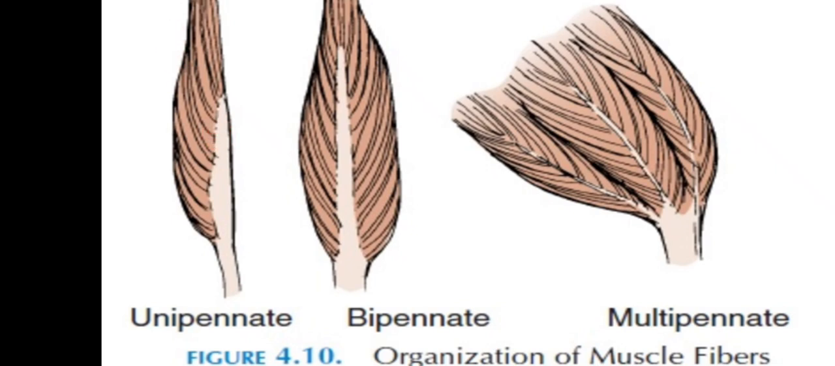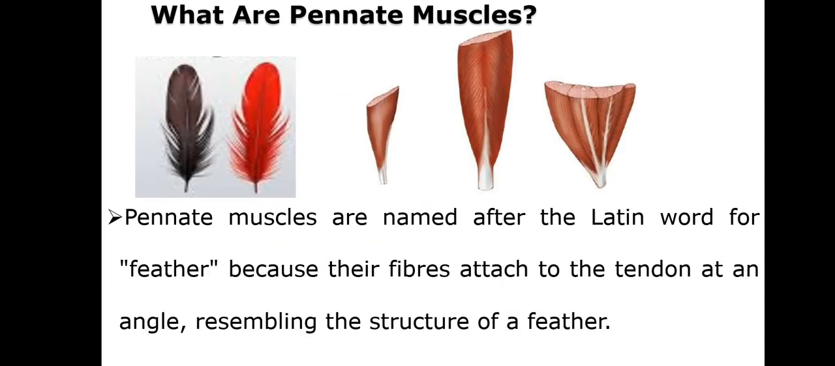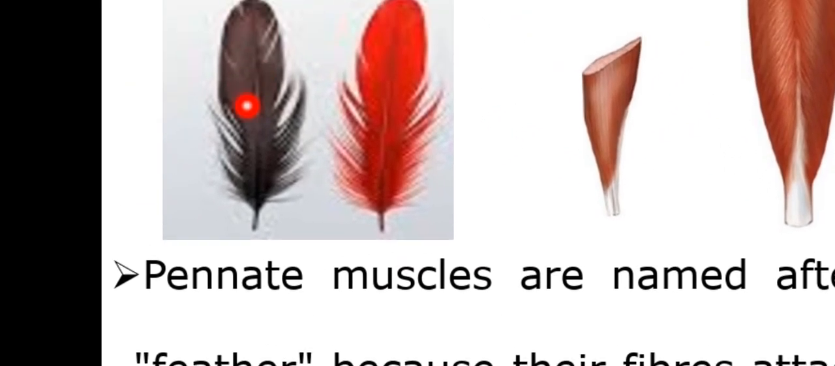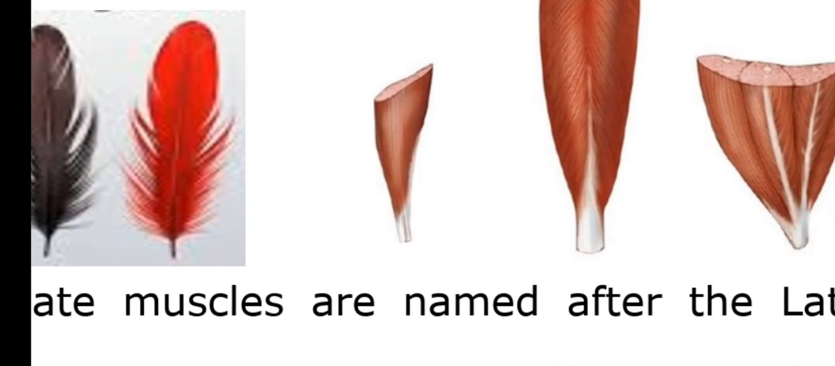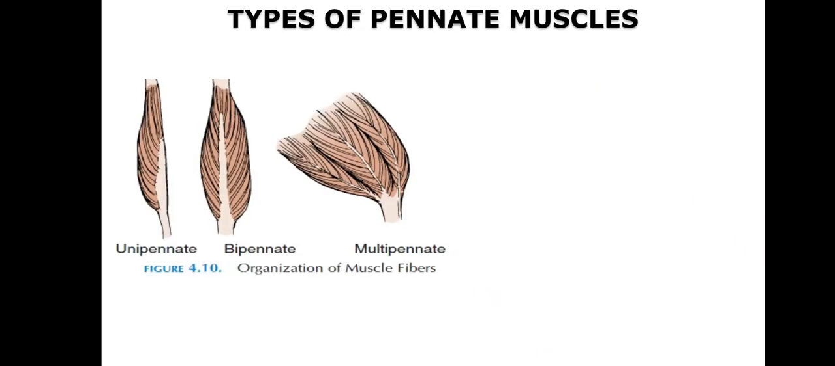Remember we said, if you look at a feather, let me just take you back a bit. If you look at a feather, you find that the barbs on this feather of the bird attach to the shaft at an angle, not straight, at an angle in this direction. In the same way, even with muscles, these different muscle fibers attach to this tendon at an angle, not straight, but at an angle. So it's the same concept.